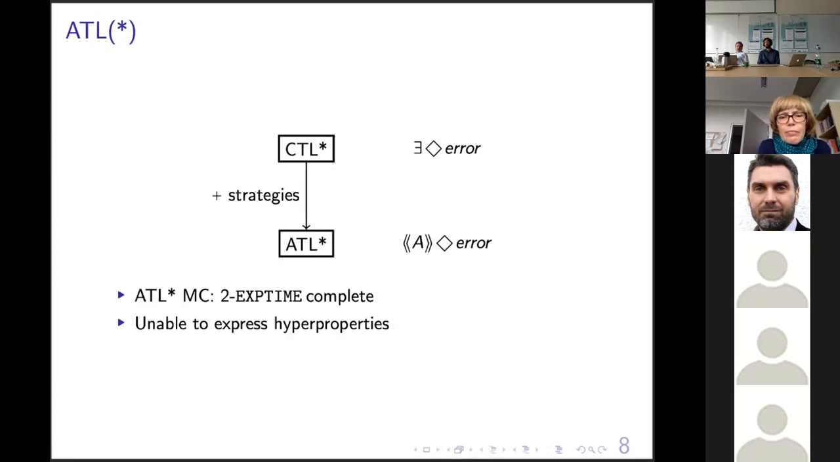The good news is this logic is still decidable. It's 2EXPTIME-complete to model check, which is much more expensive than CTL star, but still doable. The bad news is that this logic is not able to express hyperproperties, because in some sense, each path quantification ends as soon as we again quantify over a path. So on the side of multi-agent systems, we can already talk about strategies of groups of agents, but we can't talk about them with respect to a hyperproperty.